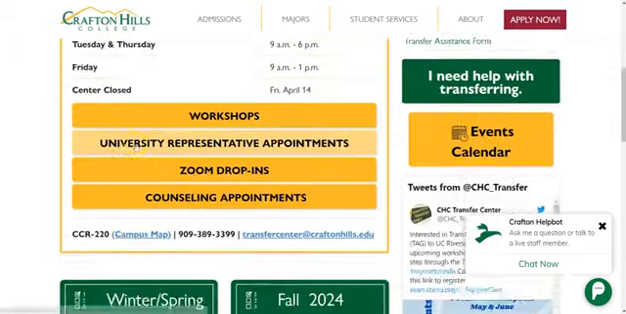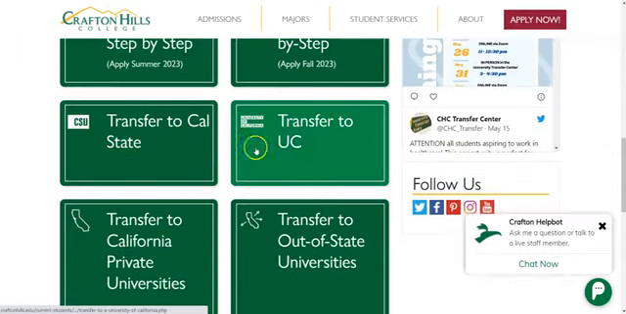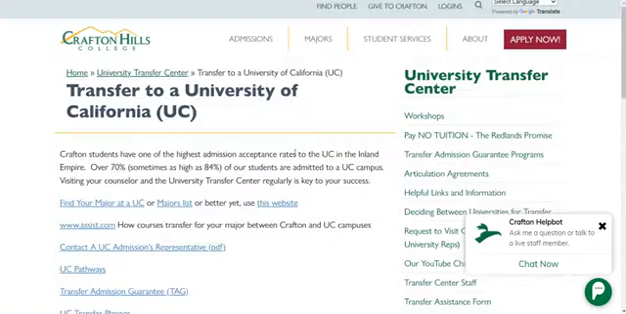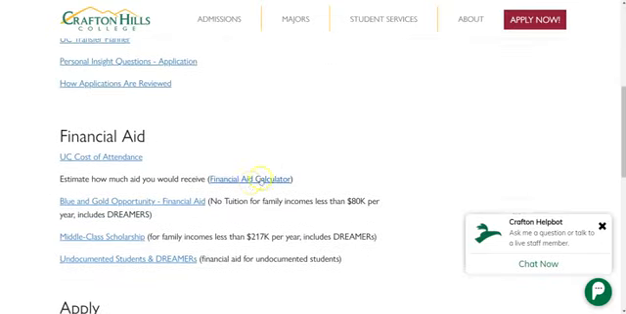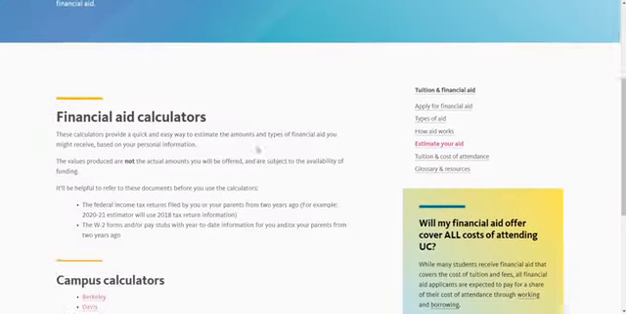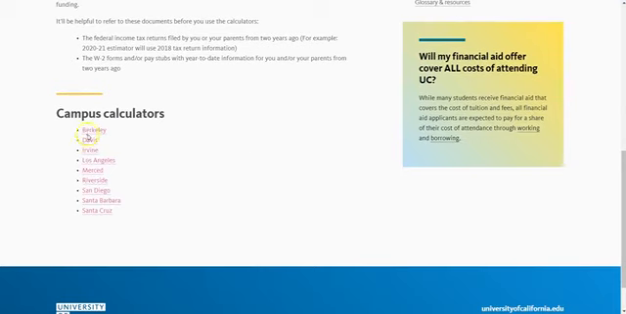To access the net price calculator for the UC, you will scroll down until you see Transfer to the UC. You will then scroll down until you see Financial Aid Calculator. Once you're here, you will have to choose the university that you are interested in. Today we'll be using Riverside.